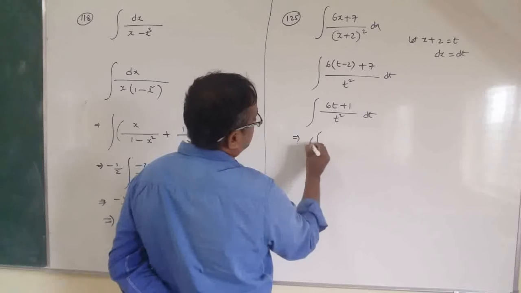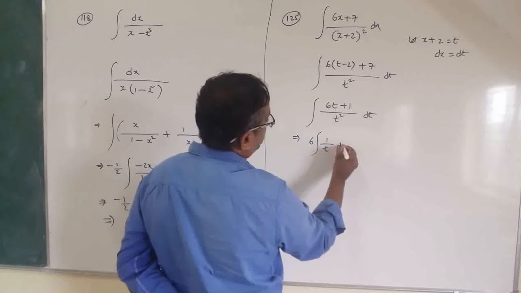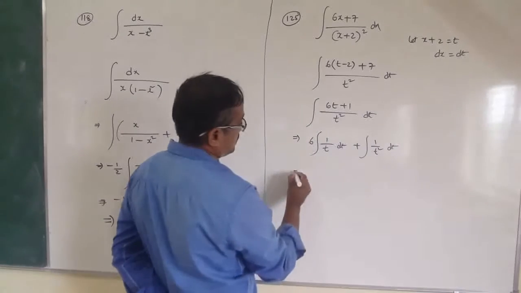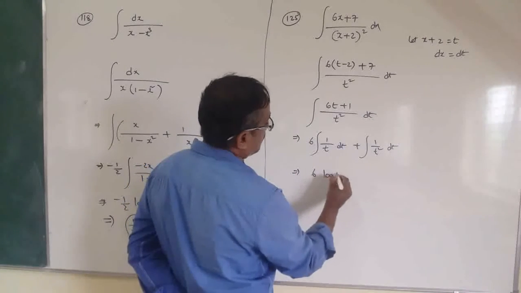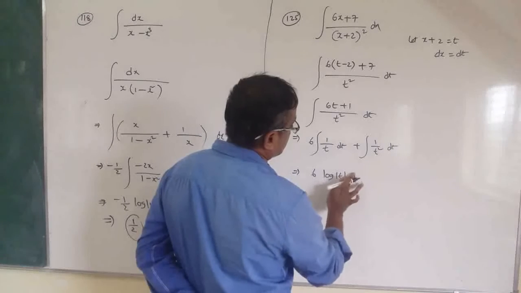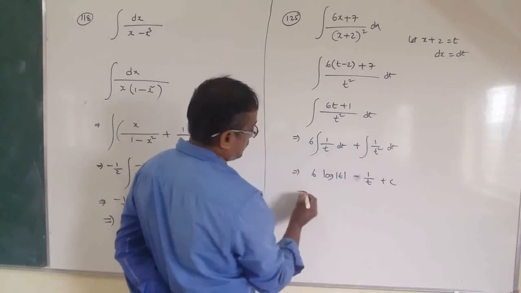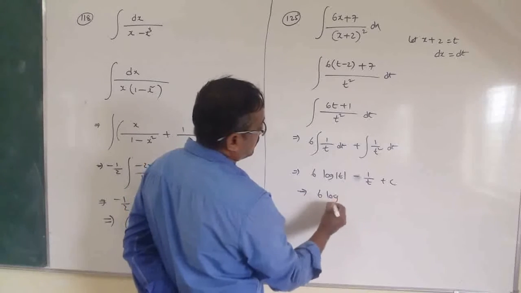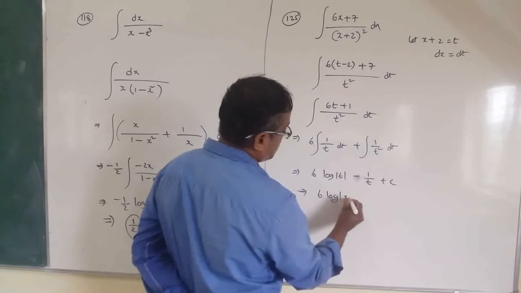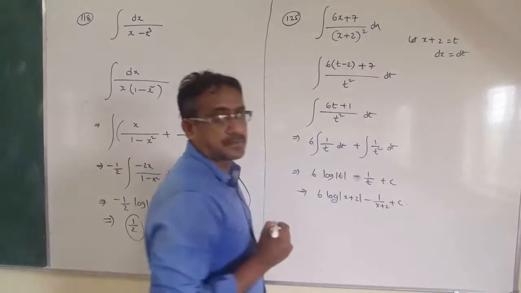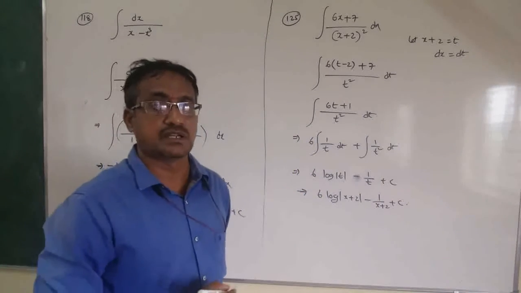So integral 6 integral 1 by t dt plus integral 1 by t square dt. So 6 into log mod t plus minus 1 by t plus c. So 6 into log mod t is x plus 2 minus 1 by x plus 2 plus c. That is the required result.